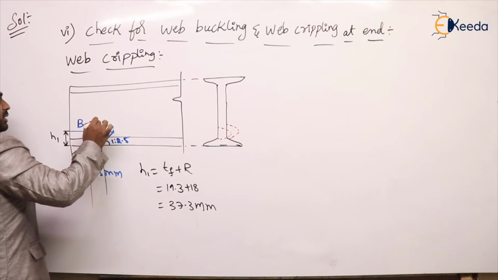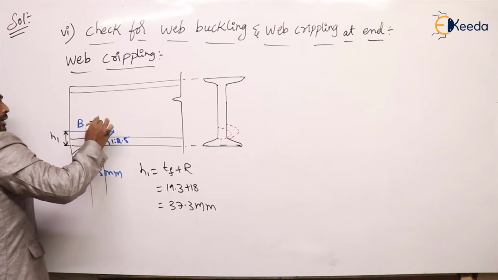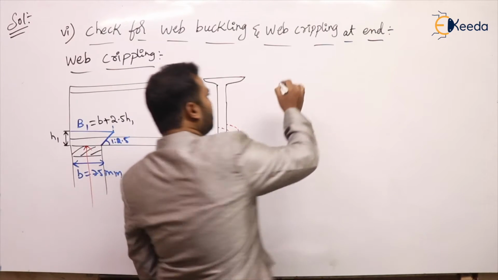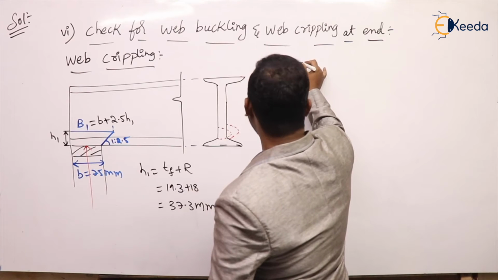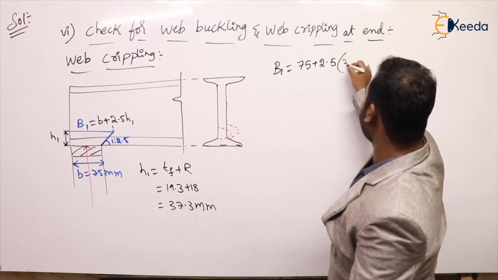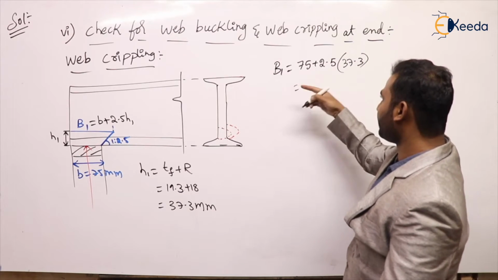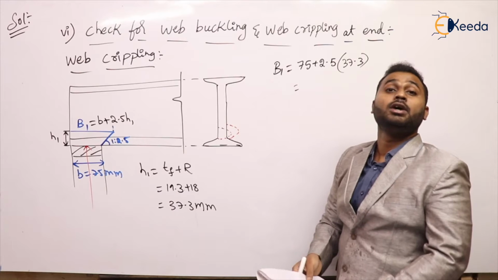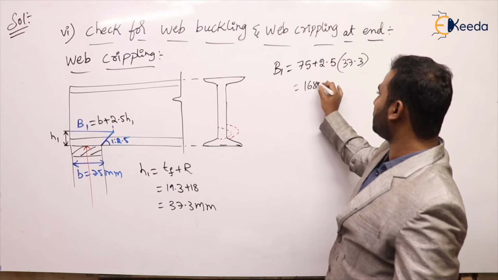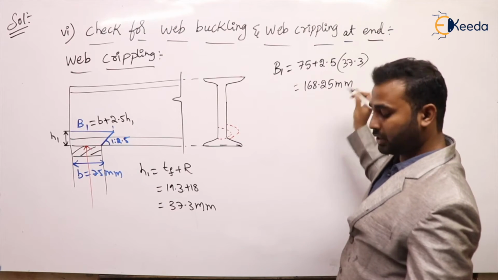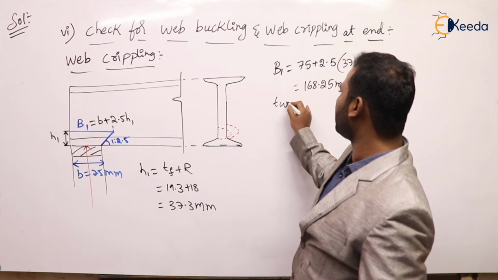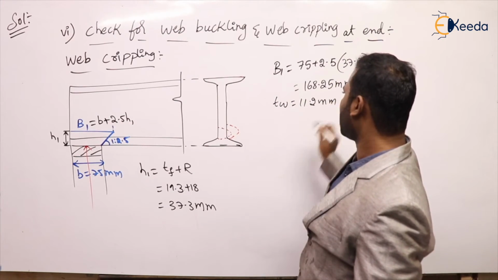This B1 is nothing but stiff bearing length, small b, plus 2.5 into H1. Small b is 75 plus 2.5 into 37.3. Upon simplifying, we get B1, the width at which web crippling is to be checked, as 168.25 mm. As we know, thickness of the web is 11.2 mm.